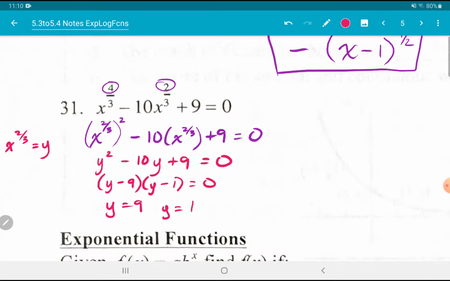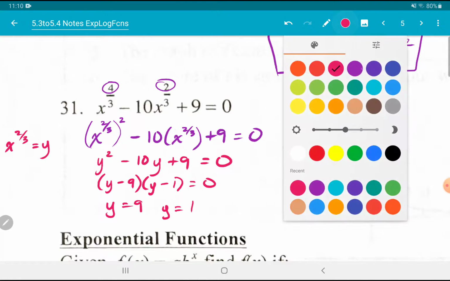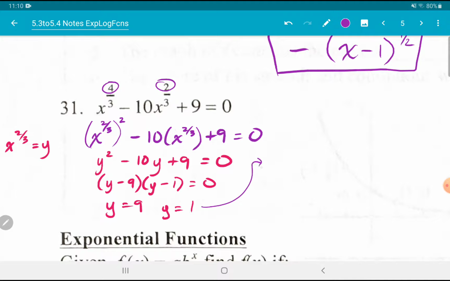Remember, you're not solving for y, though. Let's change it back. Our y value is technically the same as x to the 2/3 equals 9, and x to the 2/3 equals 1. All right, so when does this happen? Well, let's solve each of them.